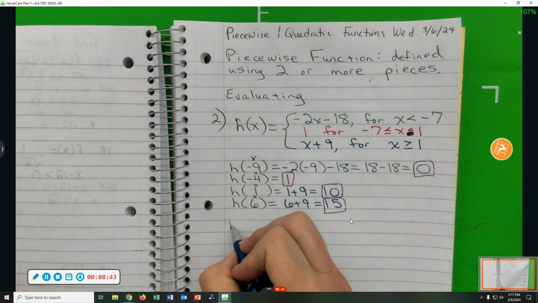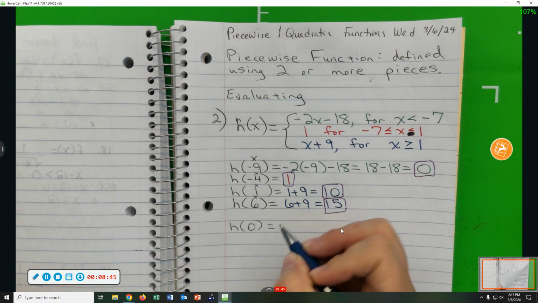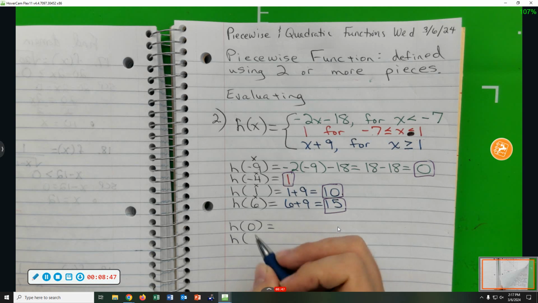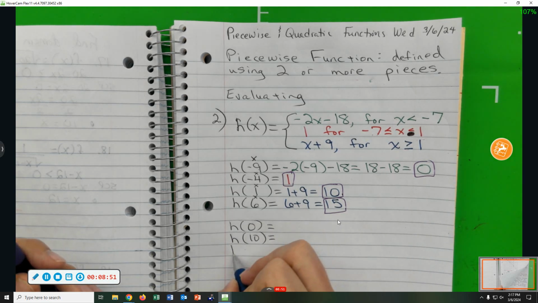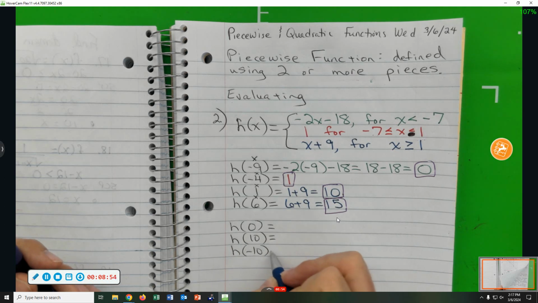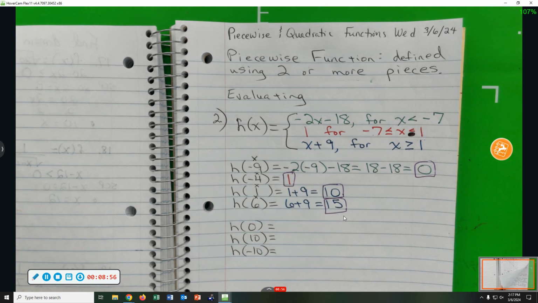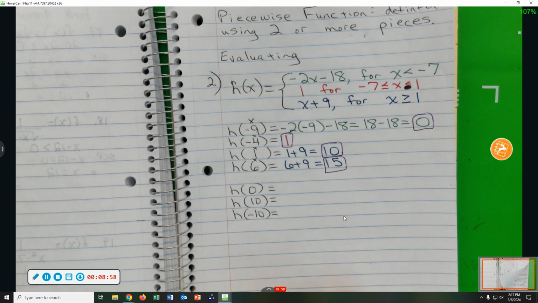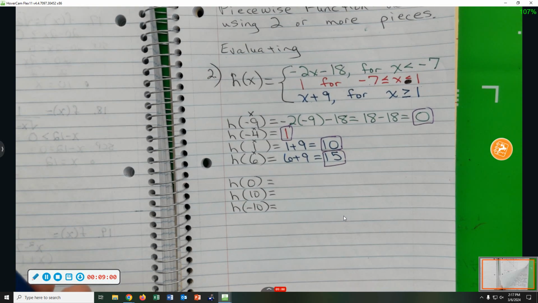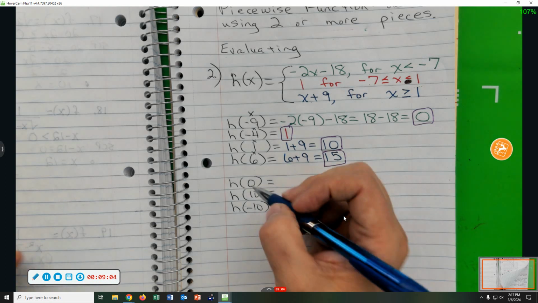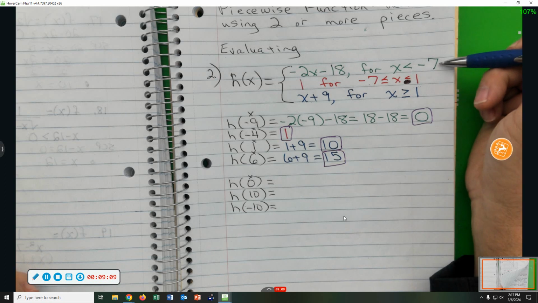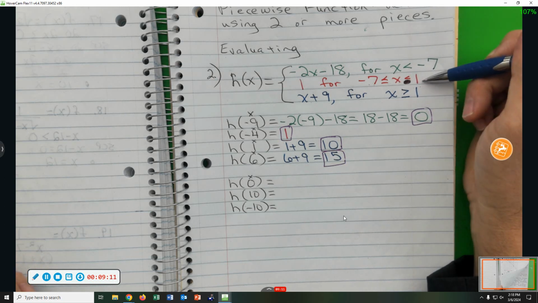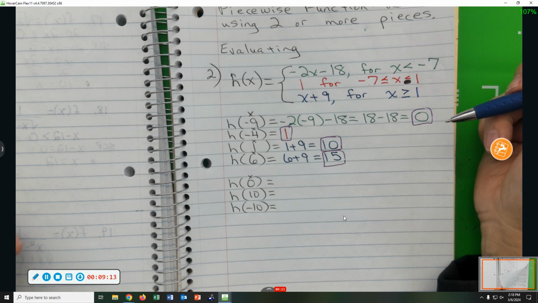What if we had h of 0, h of 10, and h of -10? Let's start off with h of 0. We're still using that same function there, that 3-piece function. X is 0. Which inequality is satisfied? Green, red, or blue?